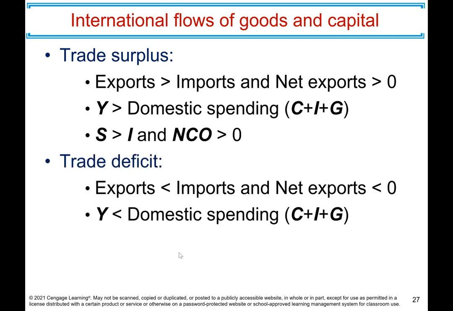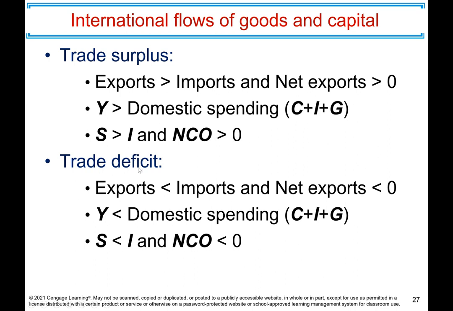International flows of goods and capital. Trade surpluses. A trade surplus results when exports are greater than imports. Net exports are positive. Y is greater than domestic spending, which is C plus I plus G. S is greater than I, and NCO is positive.